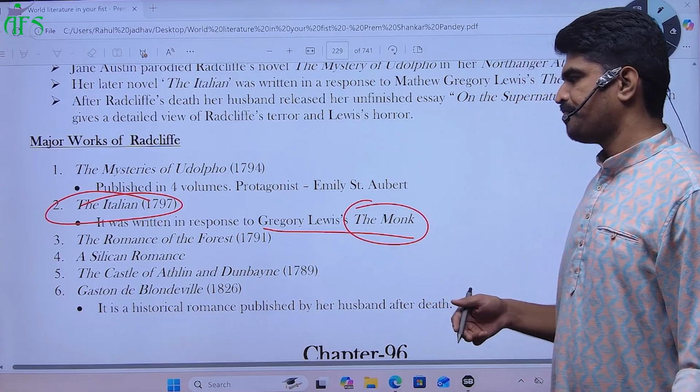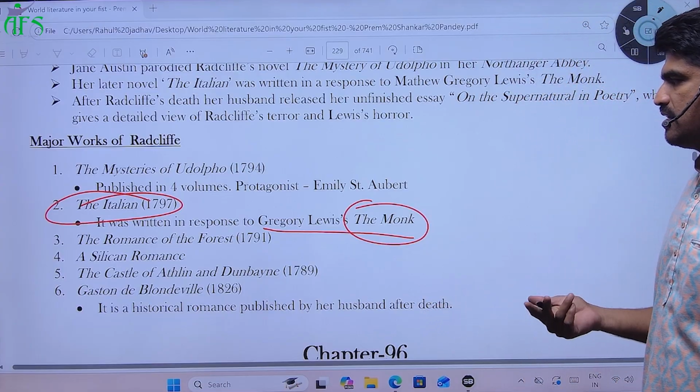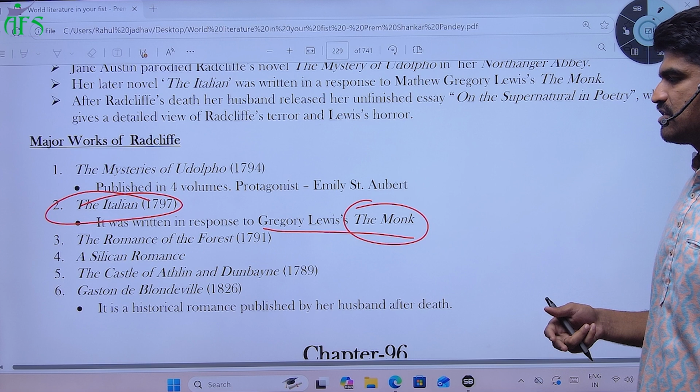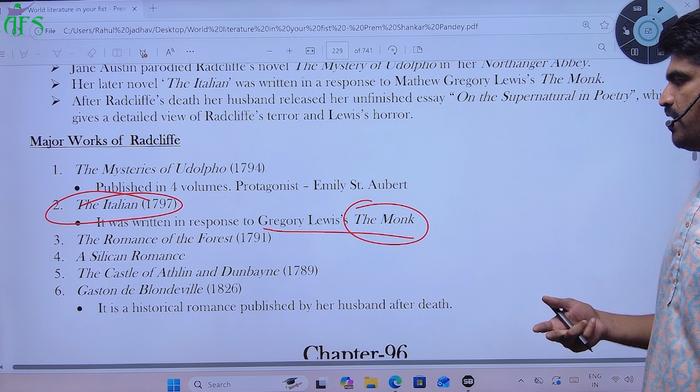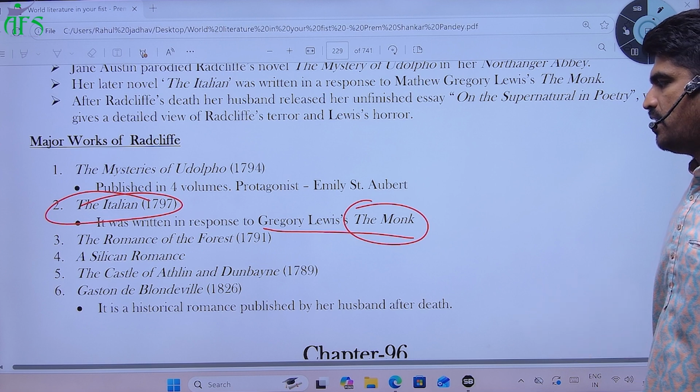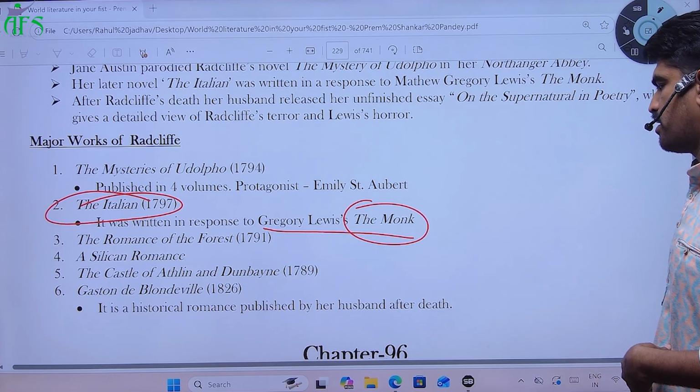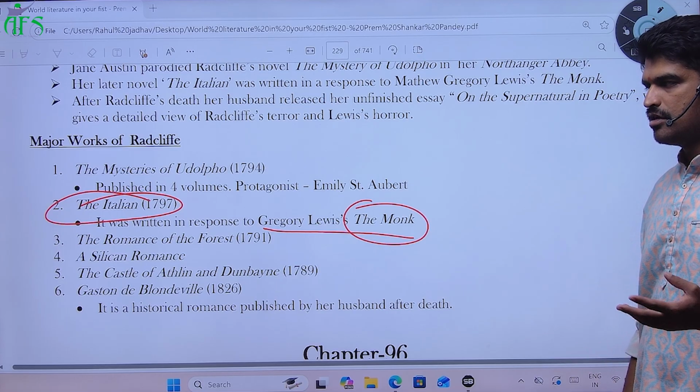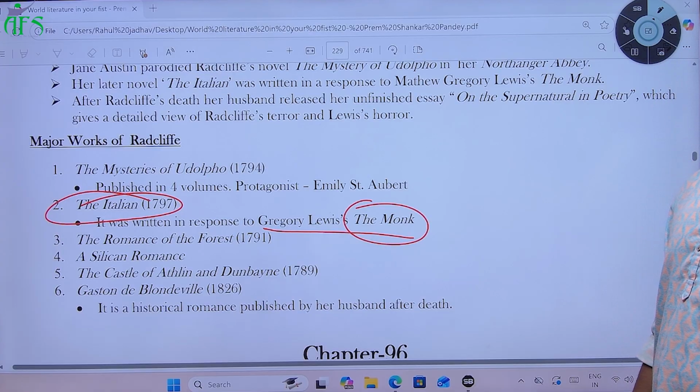It is written in response to The Monk. The Romance of the Forest, The Sicilian Romance, The Castles of Athlin and Dunbayne, then Gaston de Blondeville, a historical romance published by her husband after her death. So such are her six works which are quite famous.